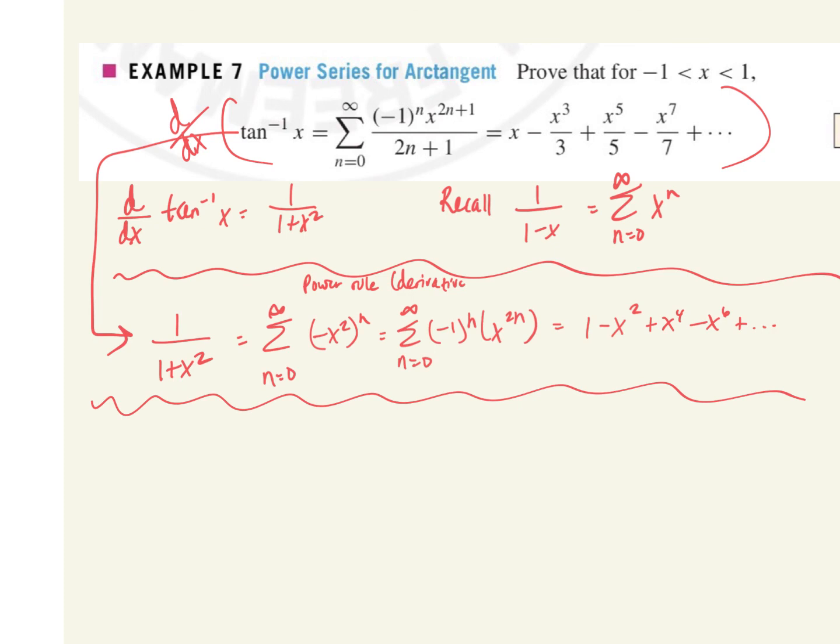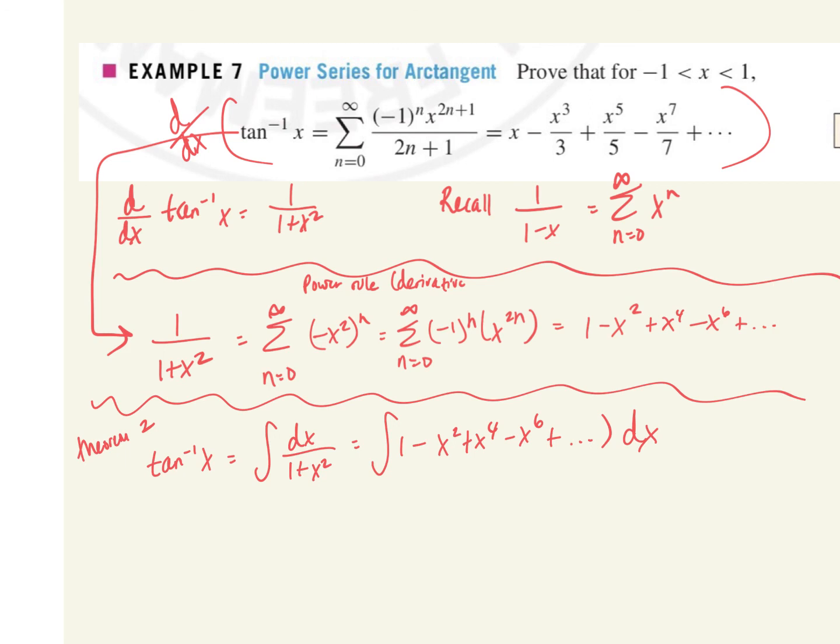So if we use theorem 2 and say, using integration now, tan inverse is equal to the integral of dx over 1 plus x squared, which would then be equal to the integral of 1 minus x squared plus x to the 4th minus x to the 6th, etc. What this allows us to do, it feels like we're going full circle a little bit, but our end goal is to figure out what that a is in that theorem.